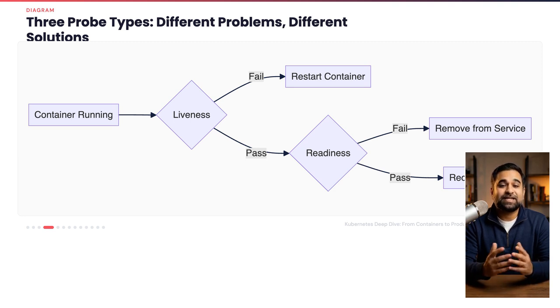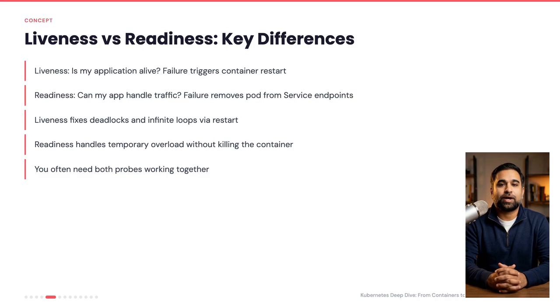The timing settings are where most people make mistakes, so let me walk you through them. The initial delay tells Kubernetes how long to wait after the container starts before running the first probe. Set this too low, and you'll kill containers before they finish starting. Set it too high, and broken containers run longer than necessary. The period is how often Kubernetes runs the probe. Every 10 seconds is a common default. More frequent checks catch problems faster but add overhead. The failure threshold is how many consecutive failures before Kubernetes takes action.